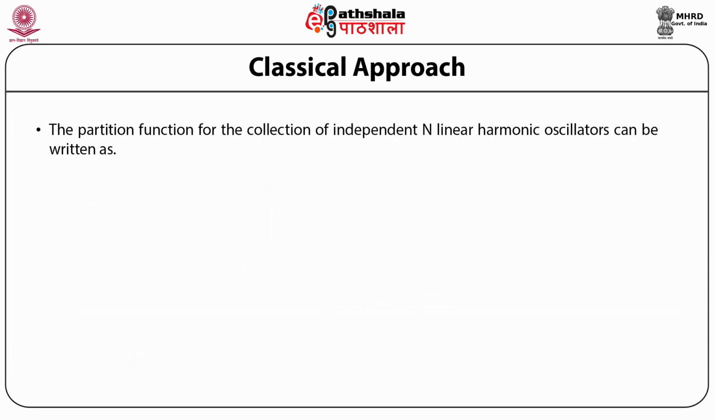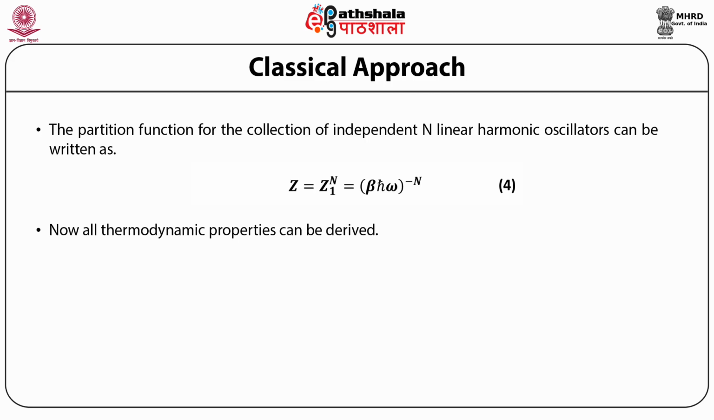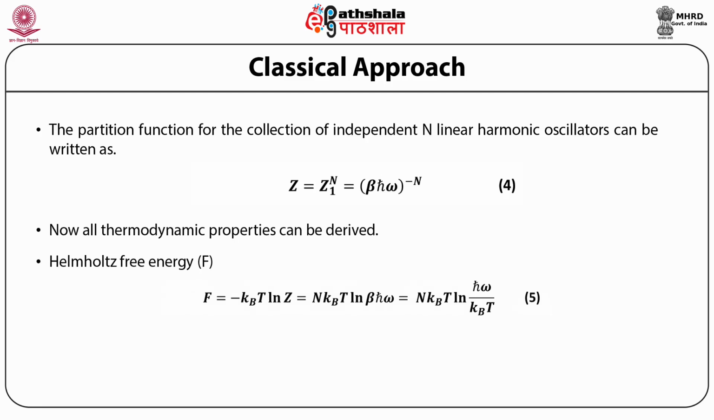The partition function for the collection of n independent linear harmonic oscillators can then be written as Z equals Z1 raised to power n, which is equal to (beta h bar omega) raised to power minus n. Now all thermodynamic properties can be derived. Helmholtz free energy F is equal to minus kBT log of the partition function, which is equal to n kBT log of beta h bar omega, which is n kBT log of h bar omega by kBT.